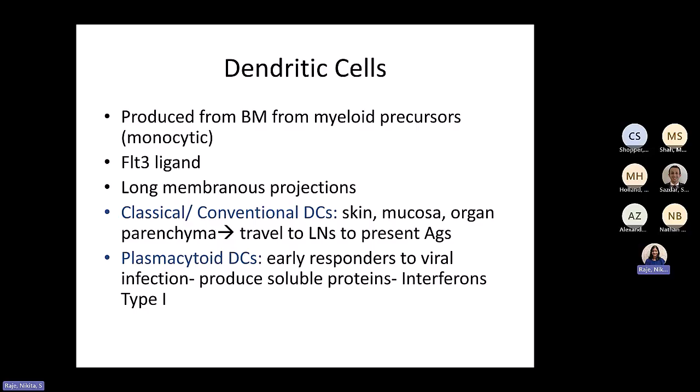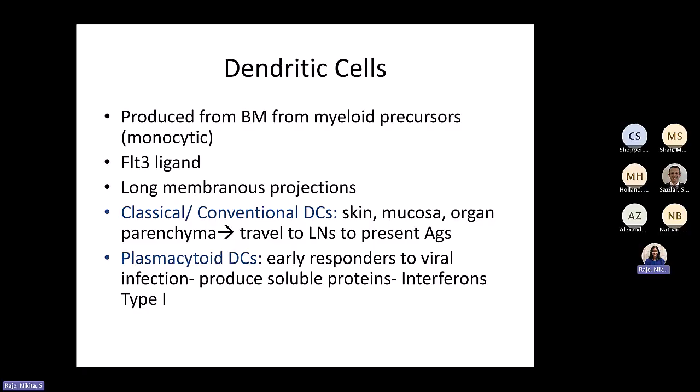So there are two types of dendritic cells that we typically talk about: the conventional dendritic cells and the plasmacytoid dendritic cells. Dendritic cells that present antigens to T cells are the conventional dendritic cells, present in tissues like skin, mucosa, and parenchyma. Once they are activated, they move into the lymphatics and go to the lymphoid tissue, and they can present the antigens to these T cells. So in that sense, they are antigen presenting cells.